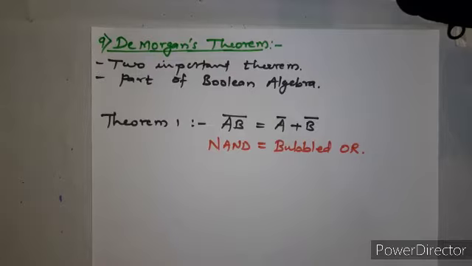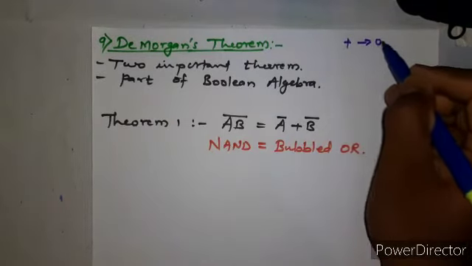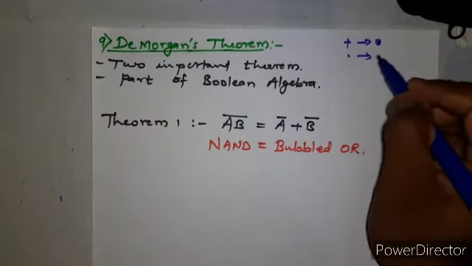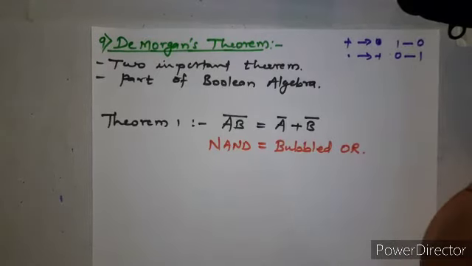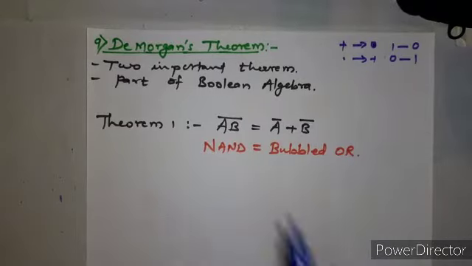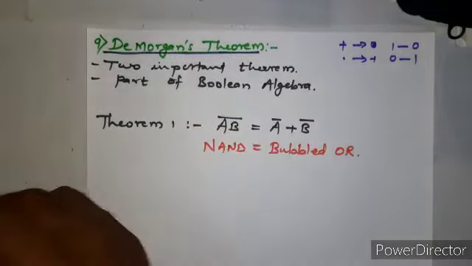We have even looked at the duality principle, where the plus is replaced by dot and dot is replaced by plus, 1 is replaced by 0 and 0 is replaced by 1, and then we form that equation. Now today we are going to look at De Morgan's theorem.